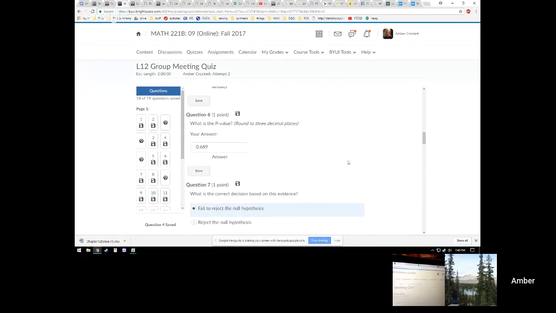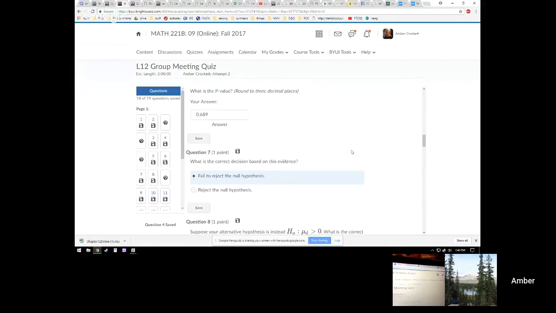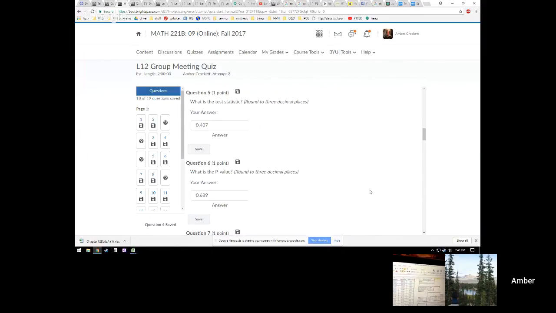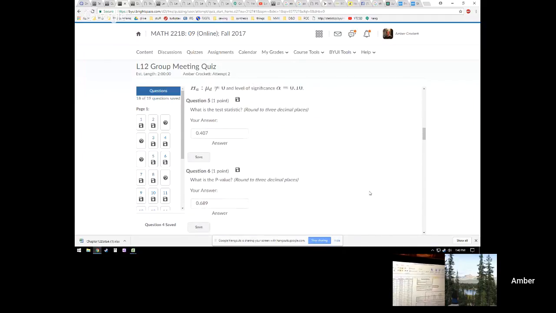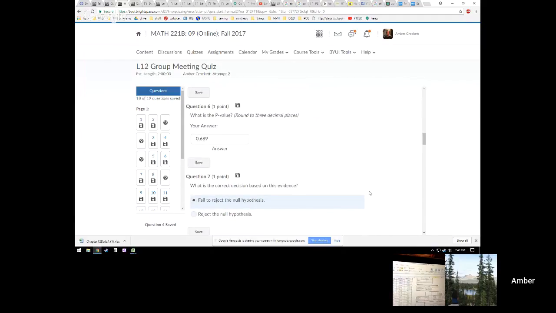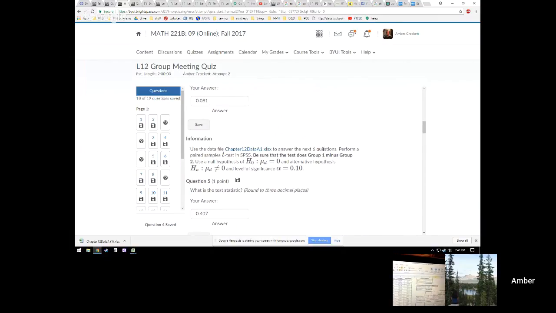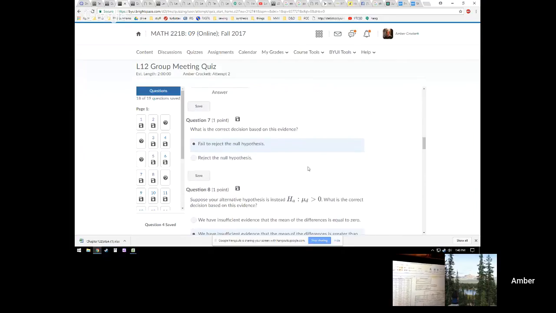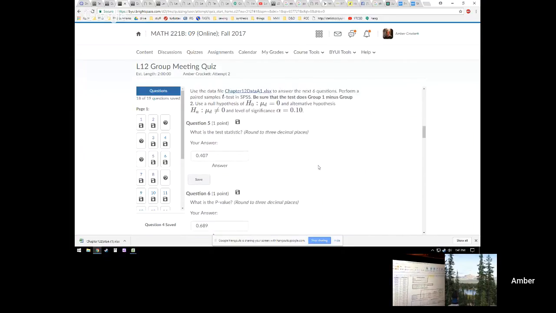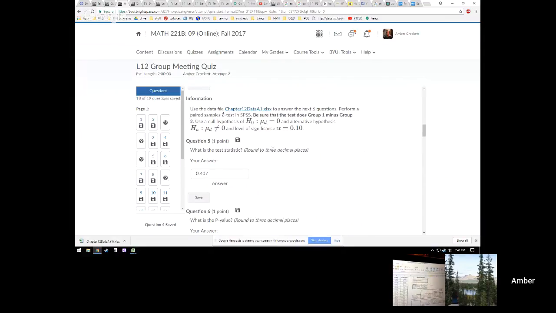Decision based on this evidence: fail to reject the null hypothesis, or reject the null hypothesis. You fail to reject the null hypothesis, because the p-value is 0.6 and the level of significance is 0.1. Since it's bigger than 0.1, you fail to reject the null hypothesis. The null hypothesis is just that mu d equals 0.